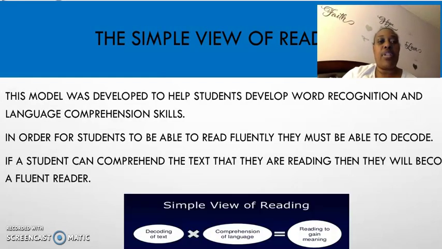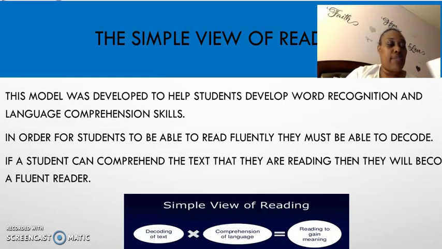Now, the simple view of reading. It was developed to help students develop word recognition and language comprehension skills. Some of the key points are decoding, phonological awareness, phonemic awareness, and phonics, language comprehension, vocabulary, and fluency. Fluency is the bridge between decoding and understanding what has been read in the model.